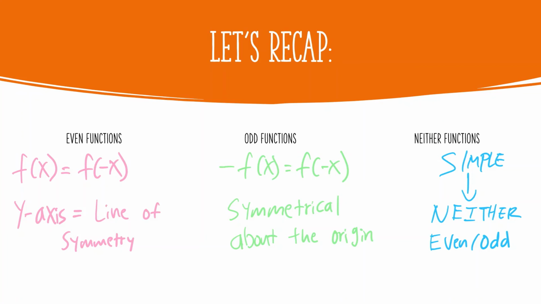Let's recap. Even functions: f of x equals f of negative x. The y-axis is the line of symmetry. Odd functions: negative f of x equals f of negative x. It is symmetrical about the origin. Neither functions. It's simple. It's neither even nor odd.